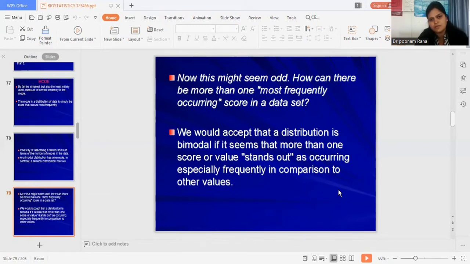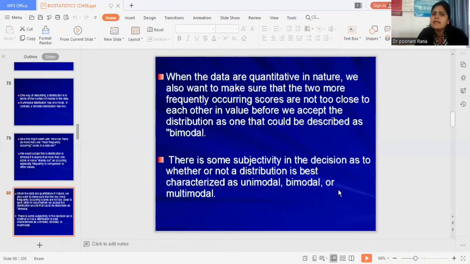to other values. And when the data is quantitative in nature, we also want to make sure that the two more frequently occurring scores are not too close to each other in value, before we accept the distribution as one that could be described as bimodal. There is some subjectivity in deciding whether or not a distribution is best characterized as unimodal, bimodal, or multimodal.